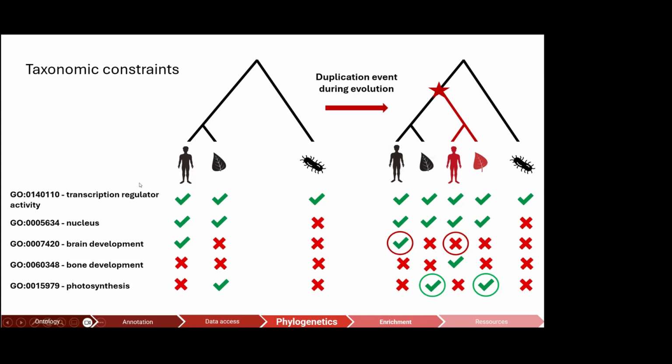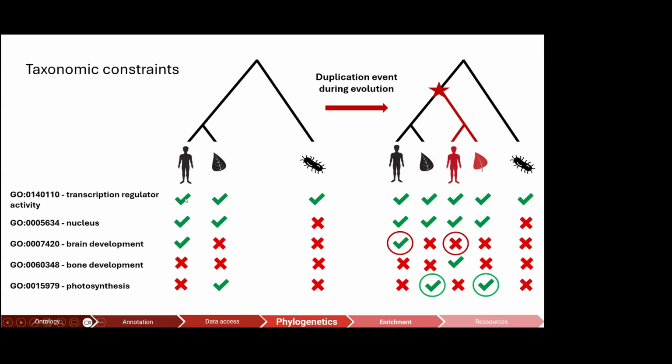Then they might have different functions. Maybe our transcription regulator regulates brain development. Of course, you cannot propagate this to plants. Plants don't have brain development. I won't go further to the bacteria. You understand the topic. There are some functions in which they are not involved yet.